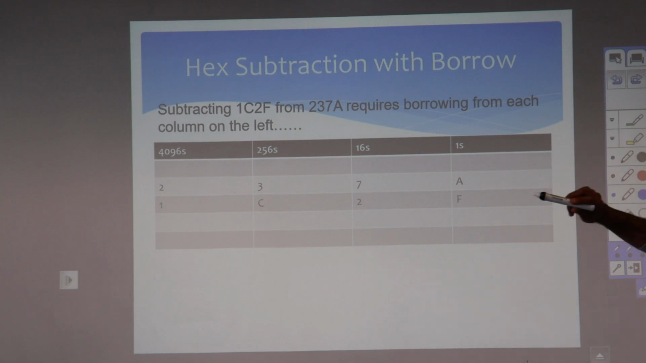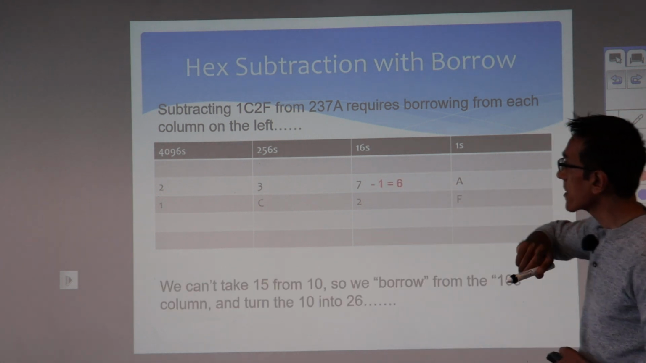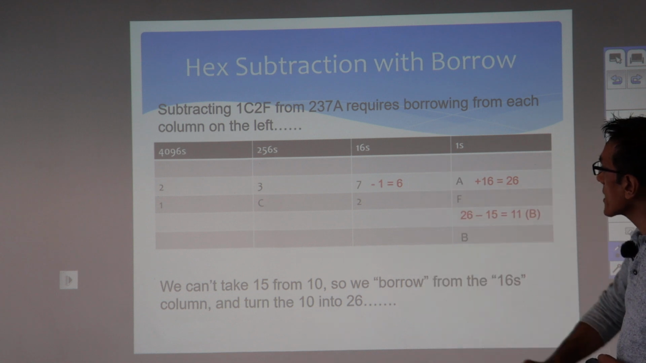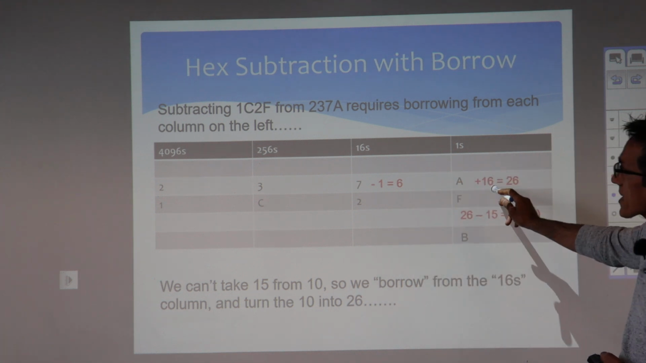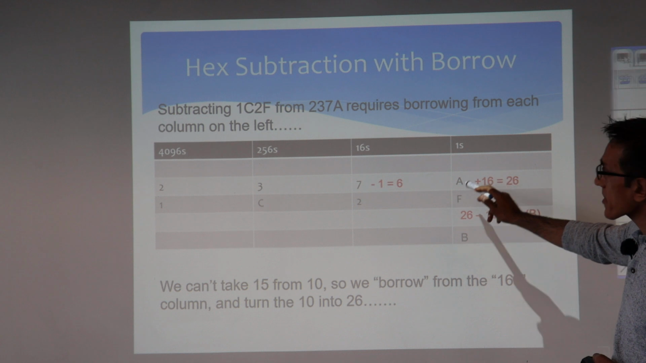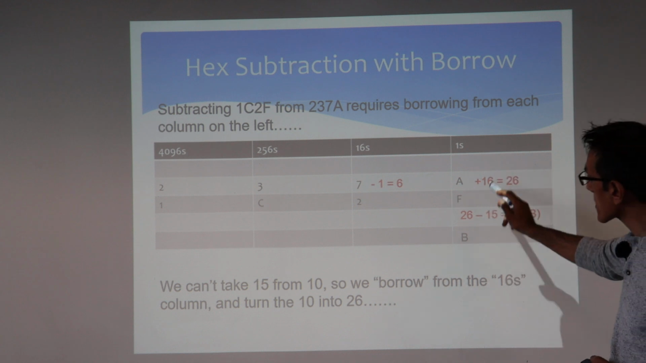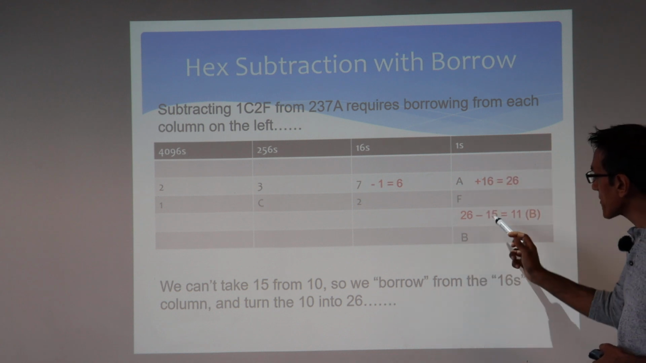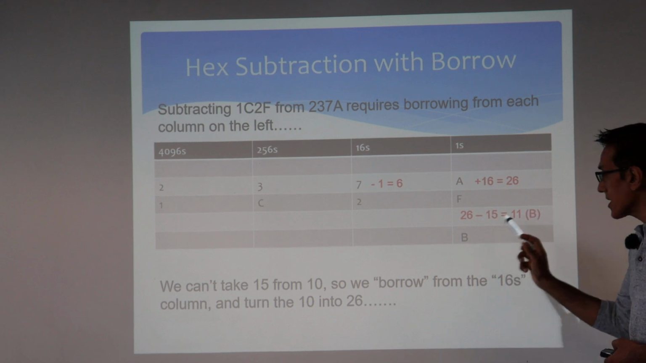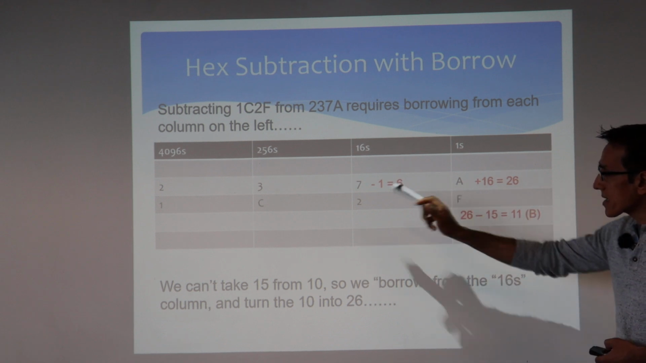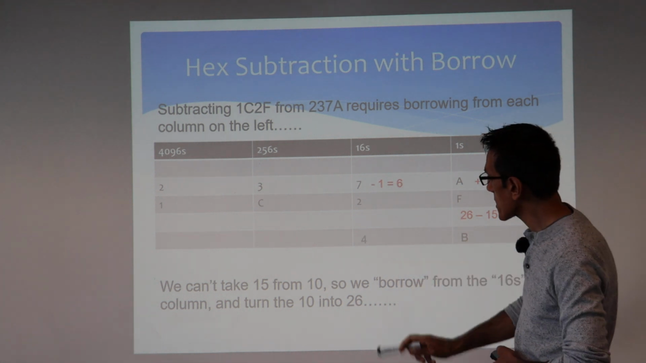We can't do that. We've got to borrow from the neighbour. Reduce neighbour by 1. Move across a 16. 16 plus A is 26. 10 plus 16, subtract 15 to give us 11, which is a B. 7 take away 1 is 6. 6 take away 2 is 4.